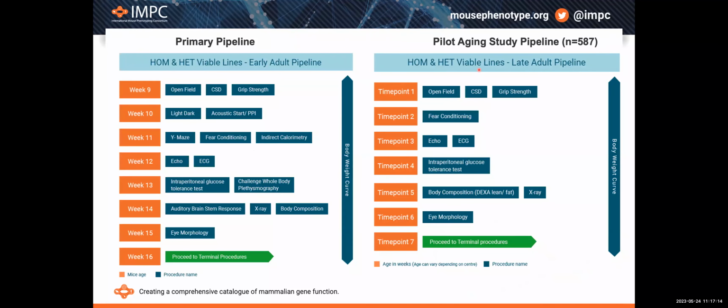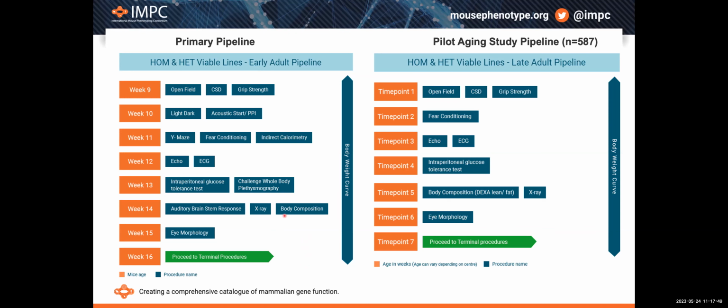And so for the phenotyping, as I mentioned, it's a very standardized pipeline, and the primary pipeline is what we call the early adult pipeline. And this covers a whole range of tests, things that look at behavior and gross morphology, strength, memory, learning, and cardiovascular function, and hearing, and body composition. And then as these move to terminal procedures for necropsy, we collect blood and do clinical blood chemistry.